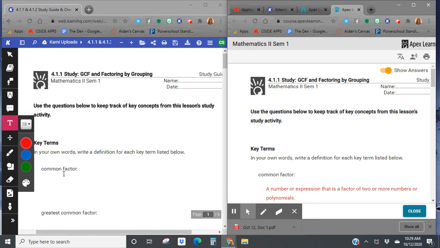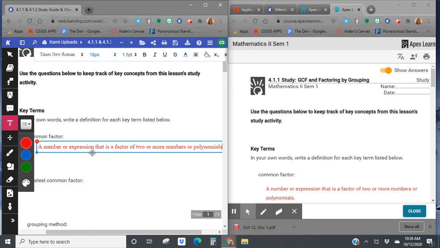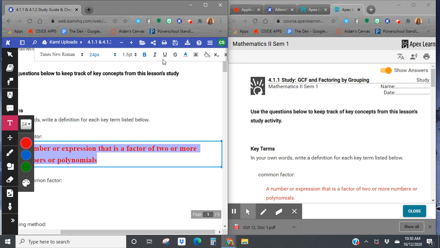So we're starting with a common factor. And if you look over here to the right, here's where I'm getting the information from. A number or expression that is a factor of two or more numbers or polynomials. Let's make the font bigger, bolder, and I'm going to choose a different color here this time.